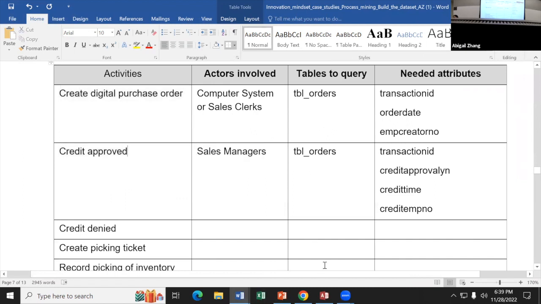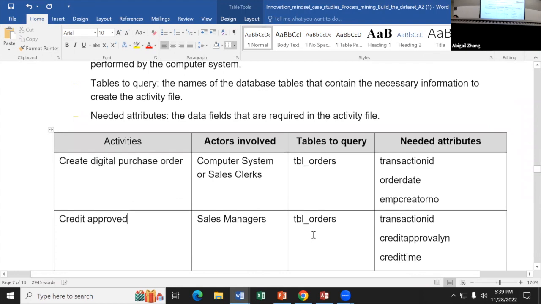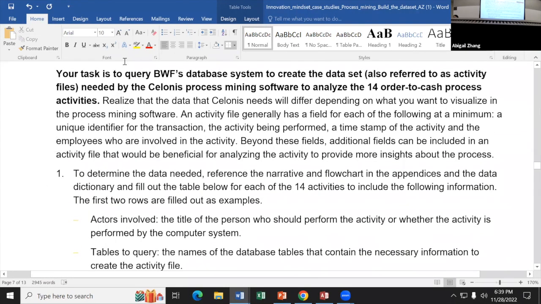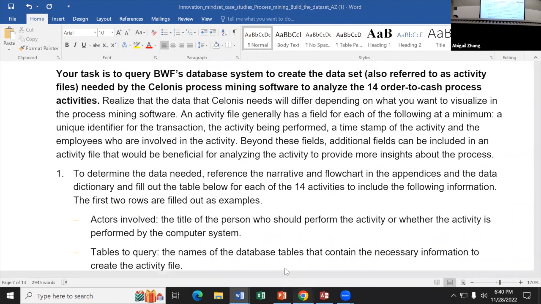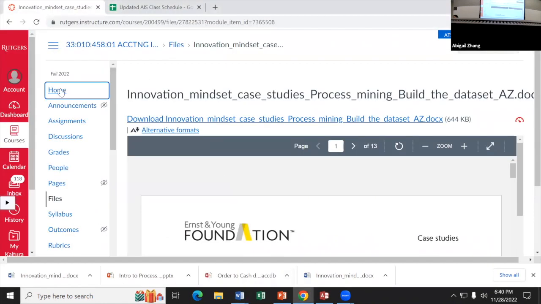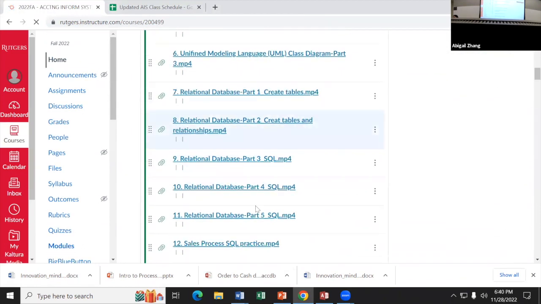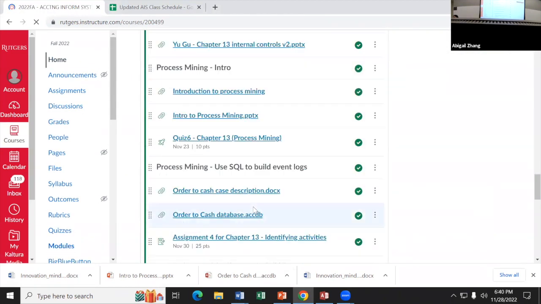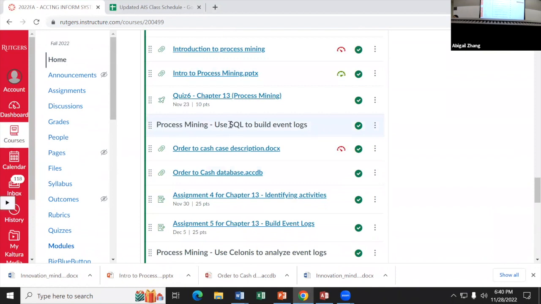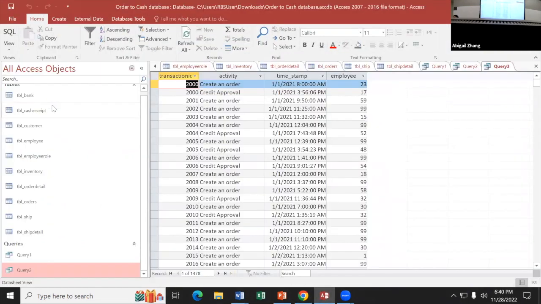To get that information, we need to use the Access database. To get the database, you can go to Canvas and just download from our class module. It's in the process mining, use SQL to build event log. So download this order to cash database. Okay, if you open this, it should look like this.